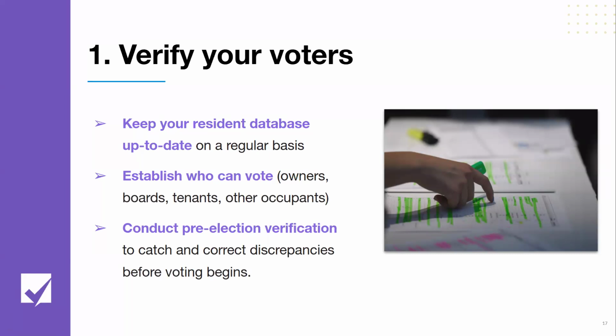Keeping your database updated, including making sure you have the correct owners and contact information, is vital. When creating your ballots, make sure to establish who can vote. If it's a board-only vote, make sure it's accessible to only the board, for example. Also, reviewing your entire voting process before the first vote is cast can help you catch any discrepancies before voting begins. It's important to remember that strict voter verification isn't about exclusion. It's about ensuring that voting processes are fair and reflects your community's needs.